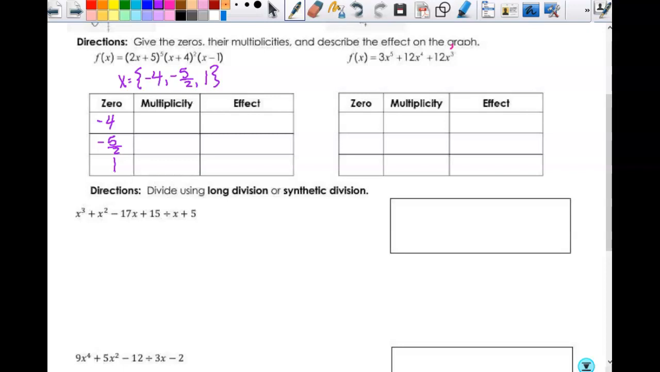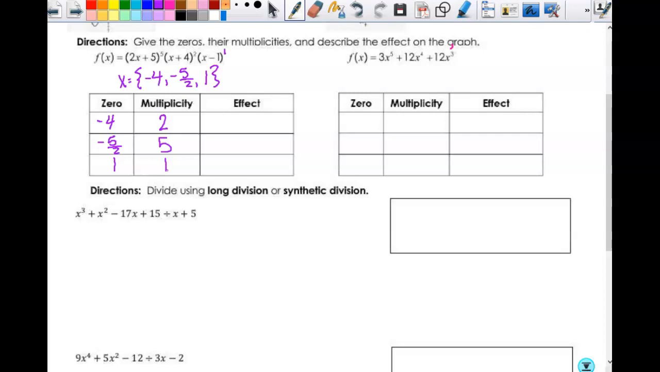Multiplicity. All right, so the -4 came from here. There are 2 of them. Multiplicity is 2. -5/2, multiplicity is 5. The 1, there's nothing there, so it's like a 1. Multiplicity is 1.